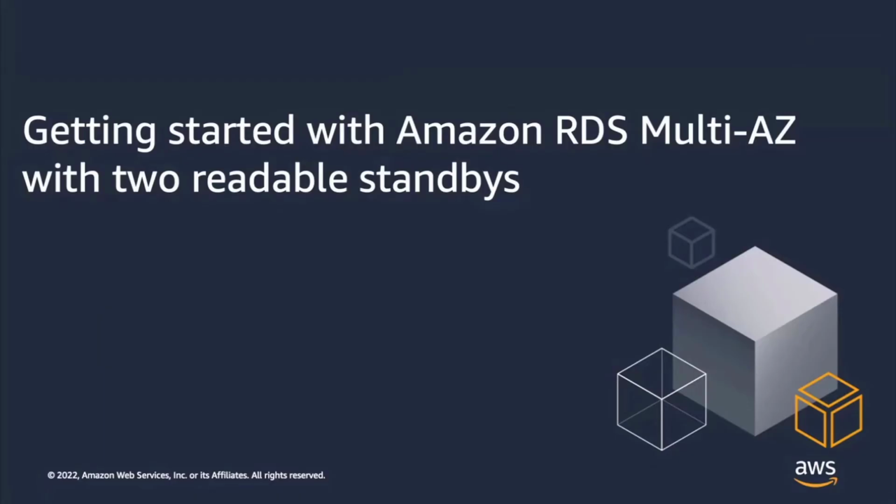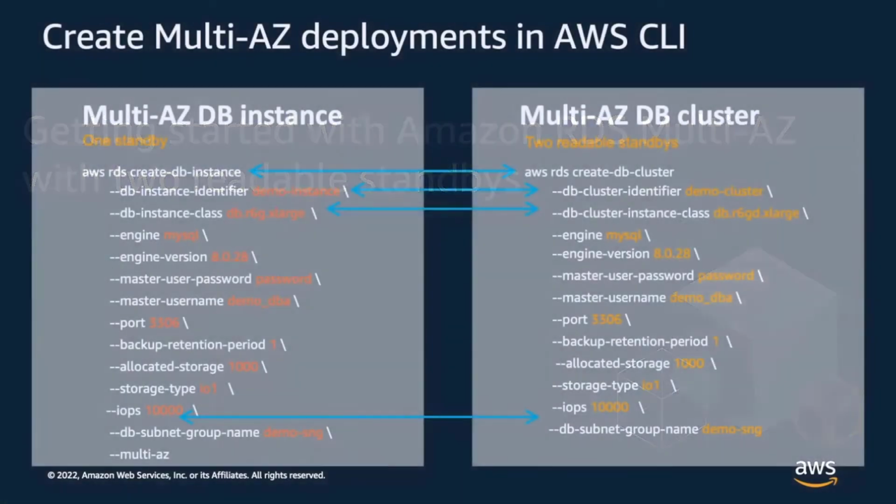Now I will show you how you can get started with RDS multi-AZ with 2 readable standbys. First, we will talk about how you can create multi-AZ DB clusters. Before I go there, I want to call out, you can create multi-AZ DB clusters in AWS regions US East, Ohio and Northern Virginia, US West, Oregon, Europe, Ireland, and Asia Pacific, Tokyo.